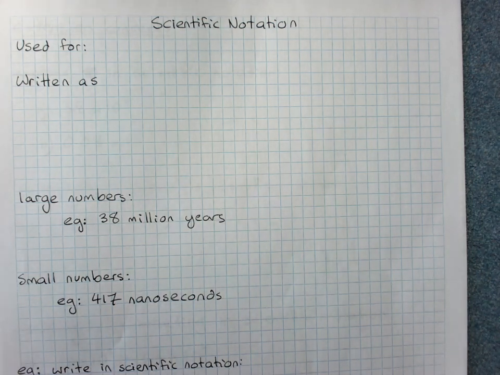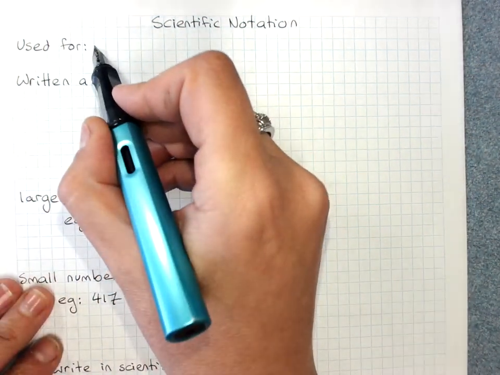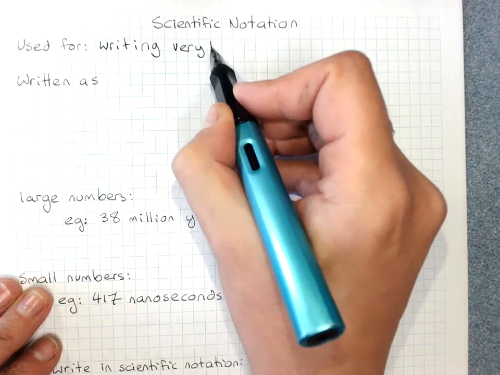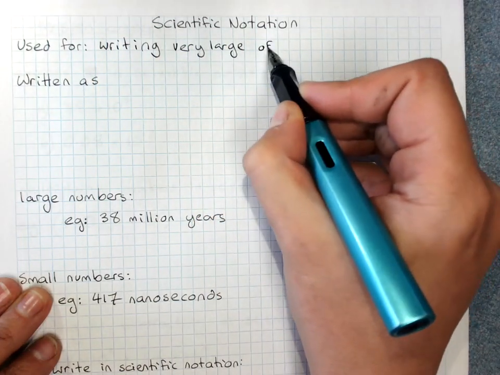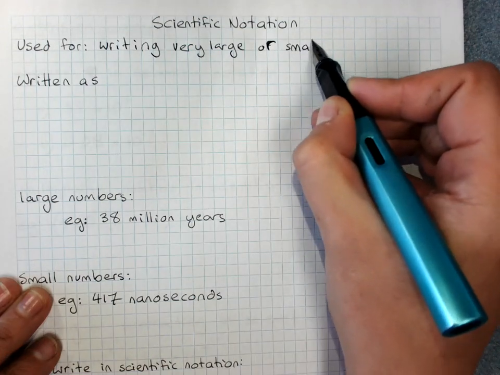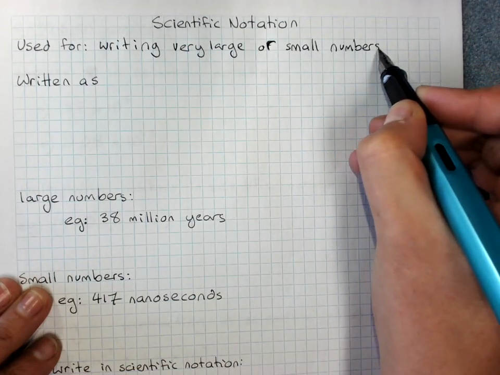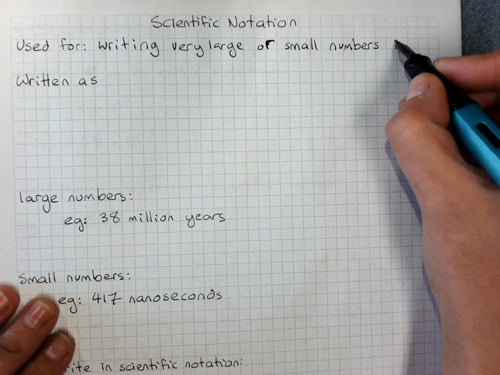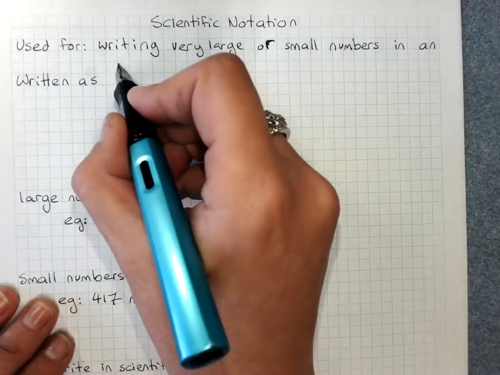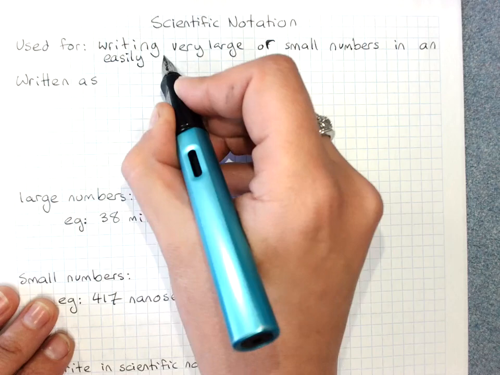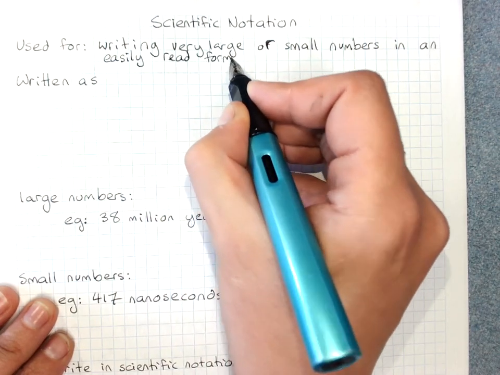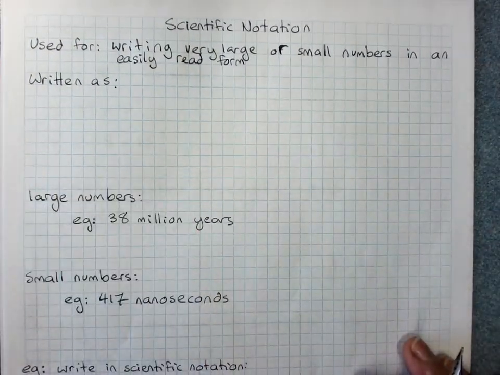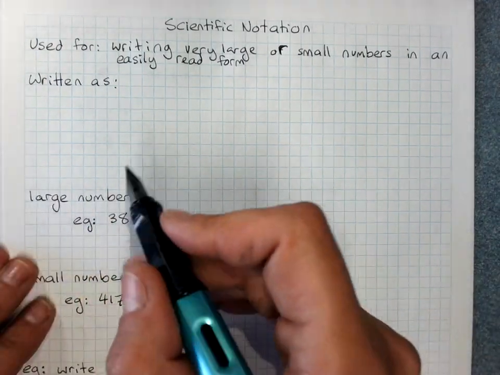Scientific notation. Scientific notation is a way of writing very large or very small numbers. And we write these very large or very small numbers in a way that's easy to read. This is going to make more sense if we come back to it afterwards, but I'll write it in.